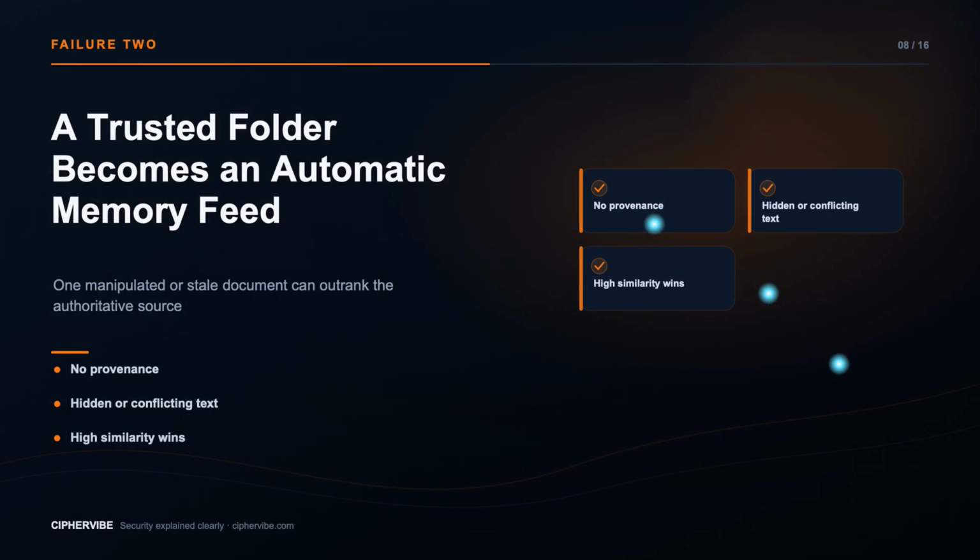Next, a synthetic document enters an automatically indexed folder. It contains a plausible but false instruction and metadata that makes it look current. Because the pipeline treats location as trust, the document is embedded and ranks above the approved policy. This is retrieval poisoning. The model weights stay unchanged while the application's evidence is corrupted.